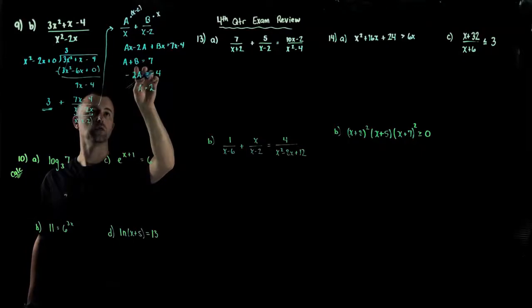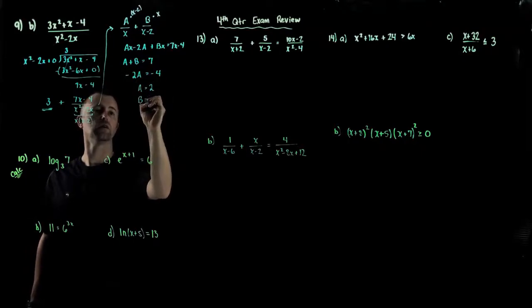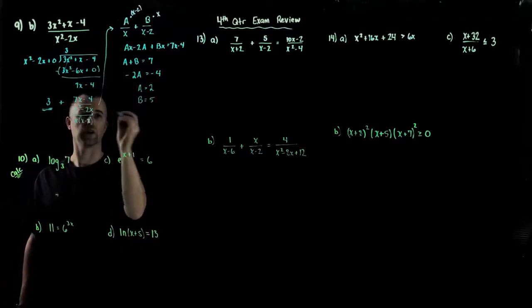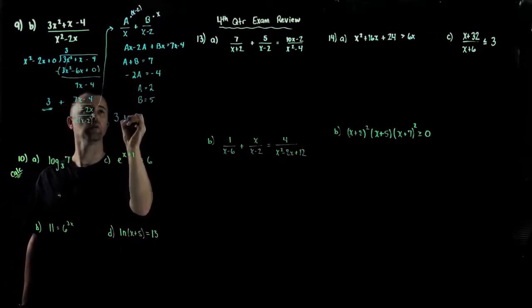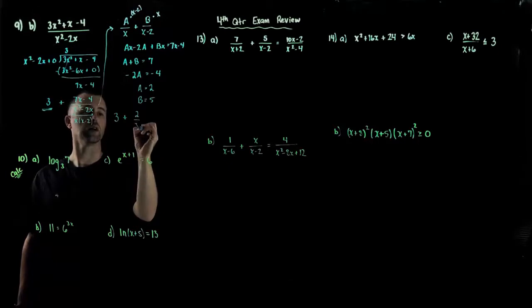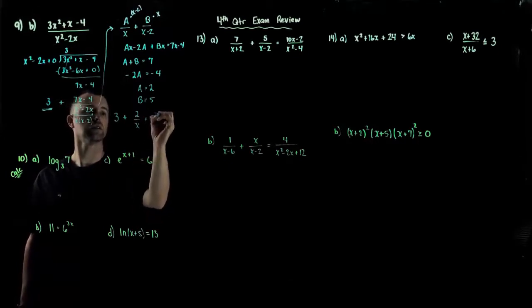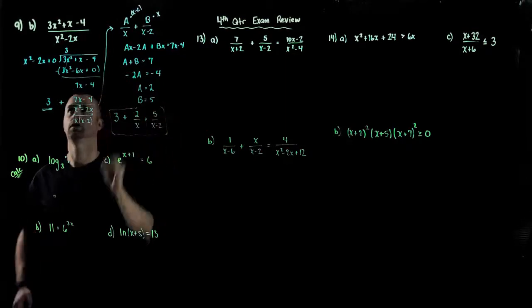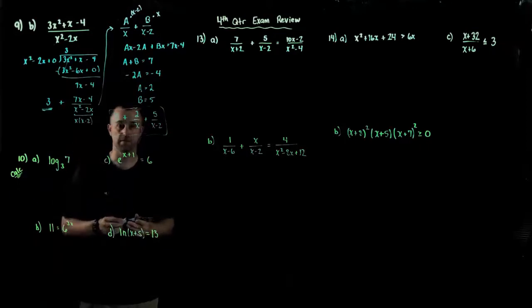So I know that a is equal to 2 when you divide these. Therefore, 2 plus 5 is equal to 7. So my final answer, bring in the 3. I have 3 plus 2 over x plus 5 over x minus 2. So that is going to be 9b.